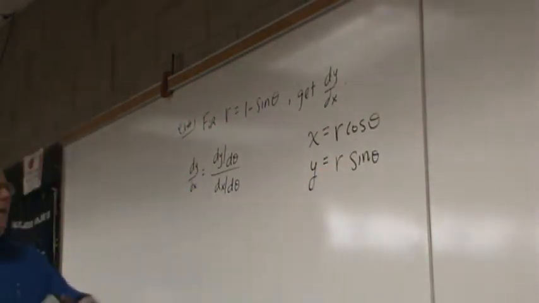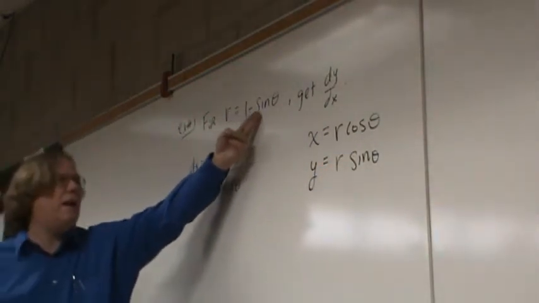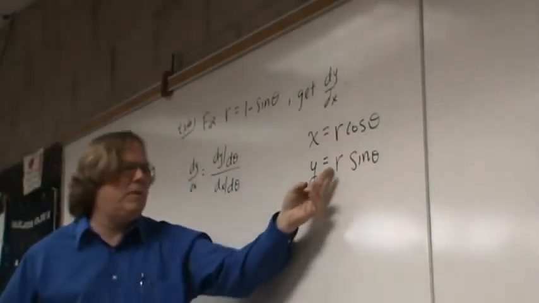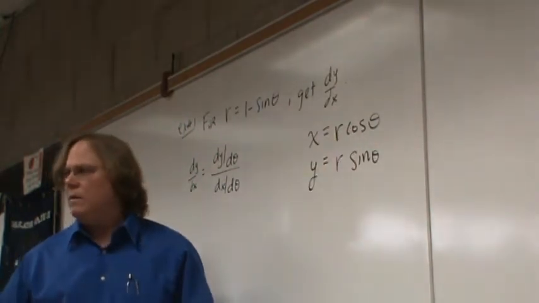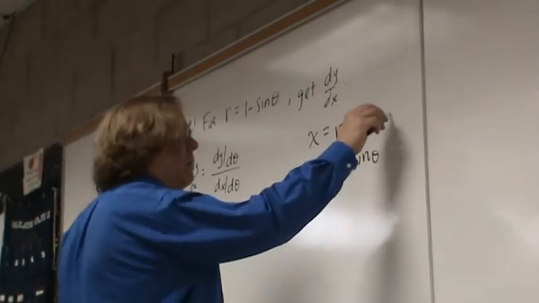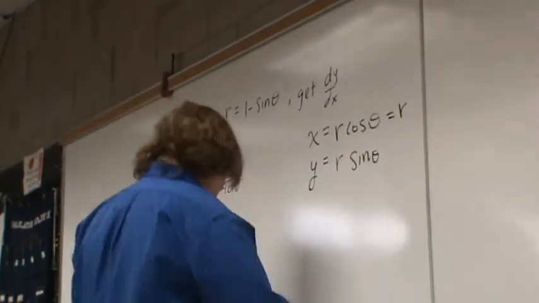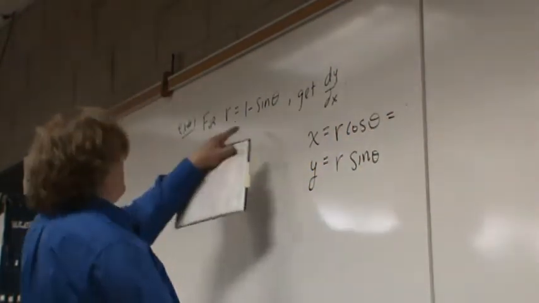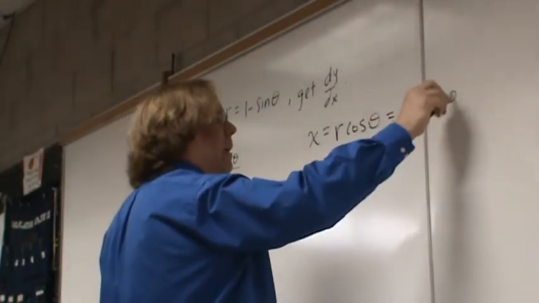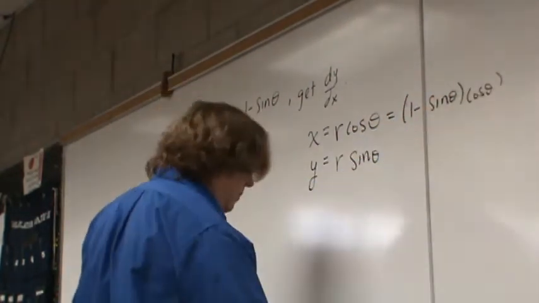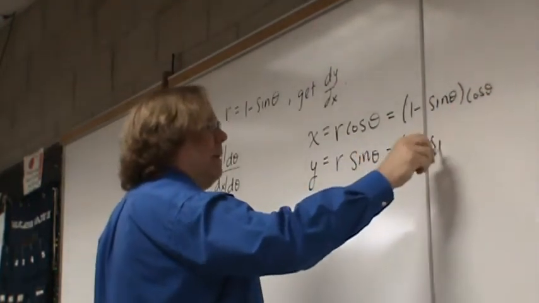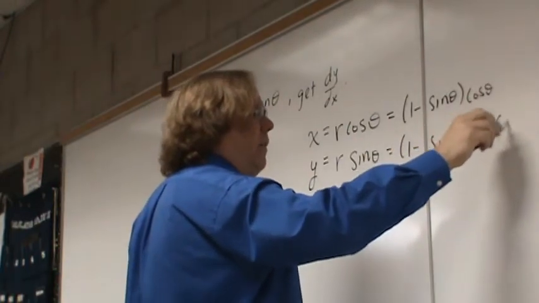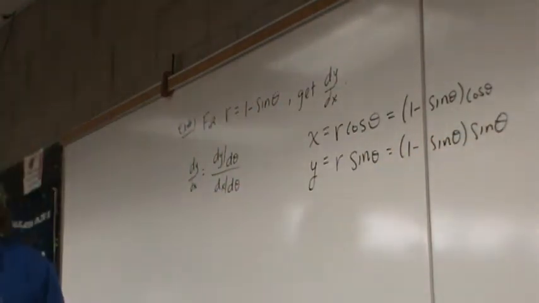So guess what? You're not taking the derivative of this guy. For the numerator, you got to take the derivative of this guy. And for the denominator, you've got to take the derivative of that guy. You see what I mean? That is, you're going to have to do this. X is r, and r is that guy. So x is 1 minus sine theta cosine theta. And y is 1 minus sine theta sine theta. And that's what I'm going to have to get the derivative of to get what dy d theta is.